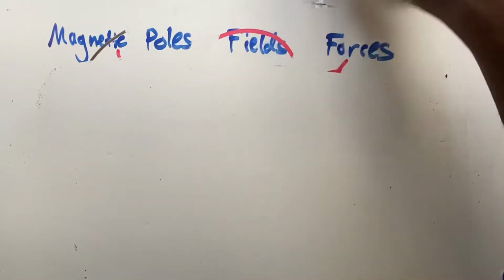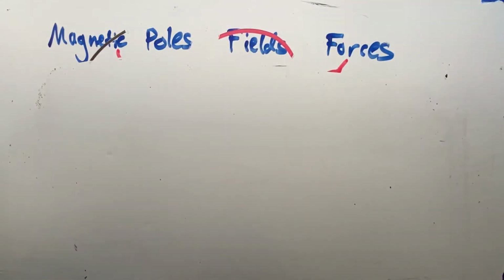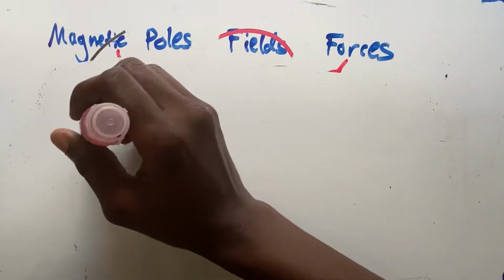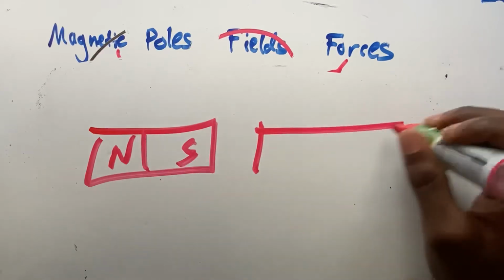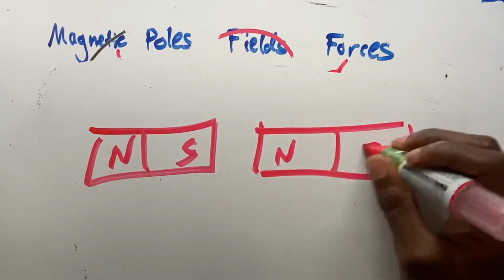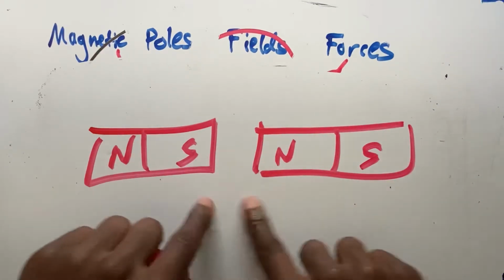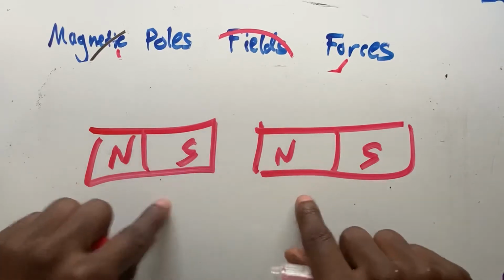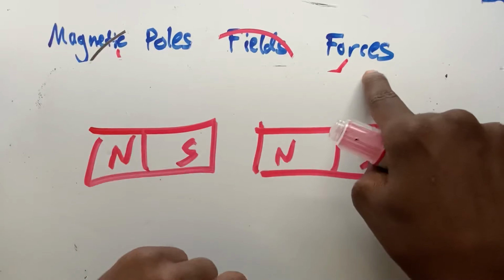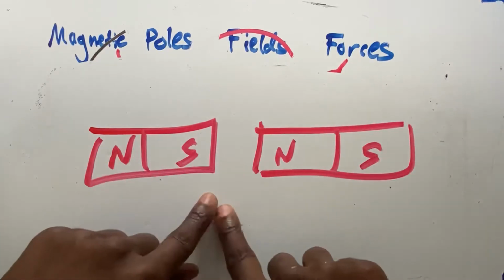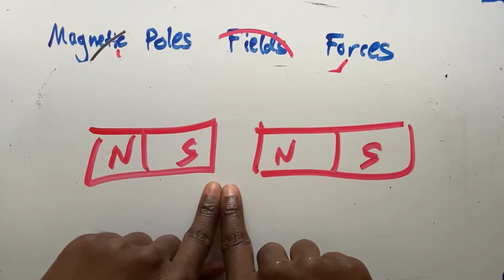So we know basically that opposite poles attract. So South Pole, North Pole, South Pole, these opposite poles are going to attract. So once these two magnets get close to each other, they're going to be pulled to each other by some magnetic force and basically come together.